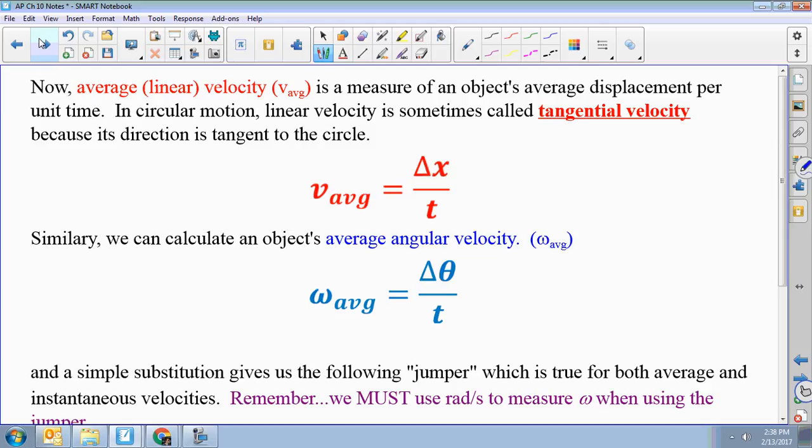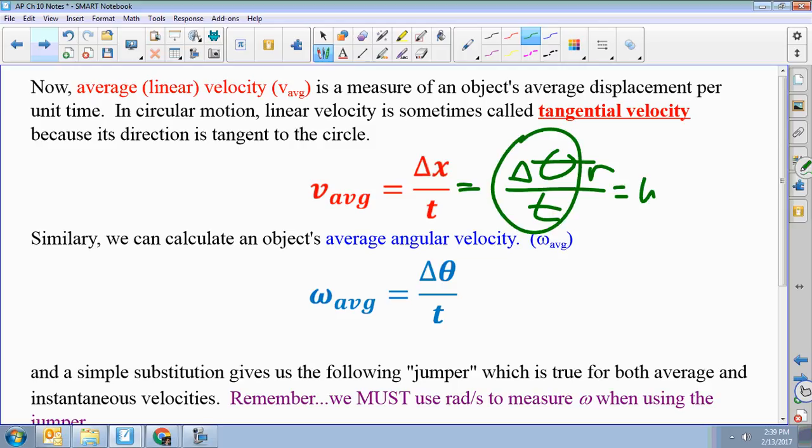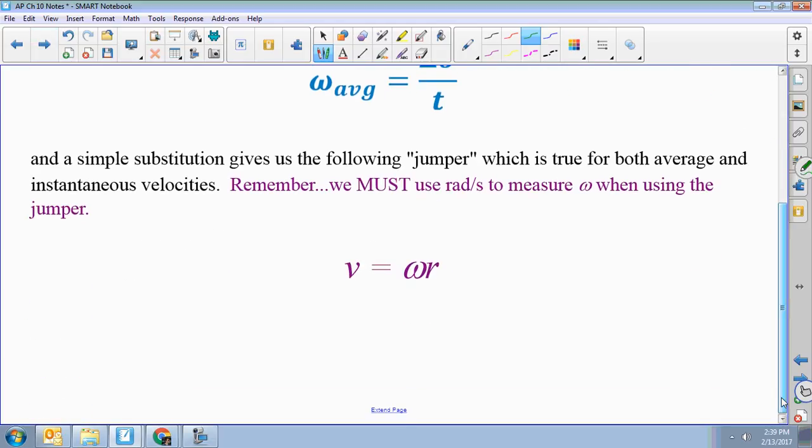All right. But notice, watch what happens. So this is the same as change in theta times r over t, by the jumper equation we just learned. And this is omega average times r. So we get that same kind of jumper relationship we had before. A minute ago we learned this equation: change in x equals change in theta times r.